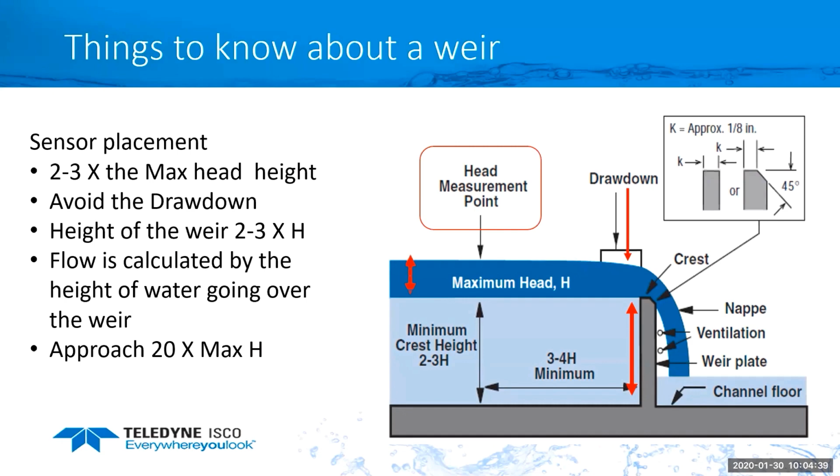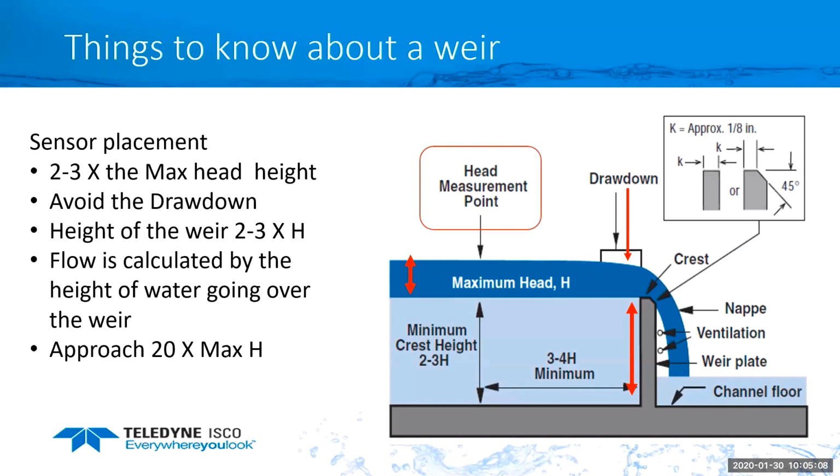Now, as far as measuring flow or head height with a weir, we are concerned about the water going over the top of the weir. So where it says the maximum head height, that's the water that we're concerned with going over. So when you do a level measurement, you determine what the weir height is, you would measure the overall depth and then subtract the height of the weir wall.